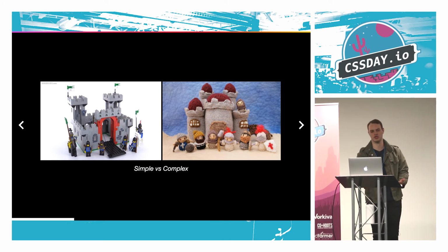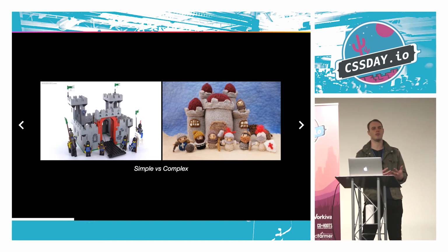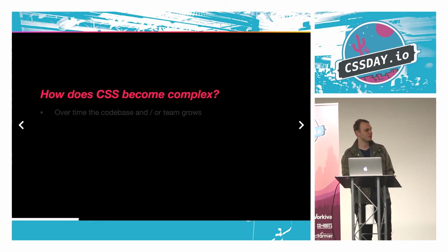And I think that this is really germane to thinking about code in general. We can start thinking about complexity as how much of our code base is woven together. How many parts of our code need to know about other parts of the code base? The more parts that are dependent on each other, the more woven together they are. So how does CSS become complex?